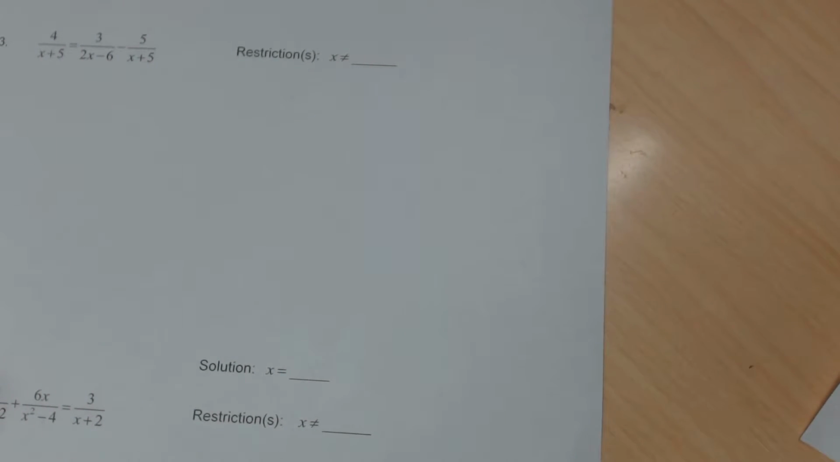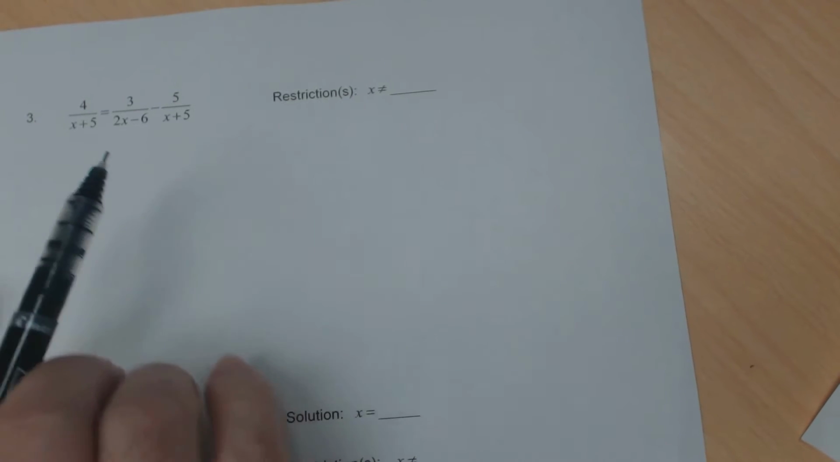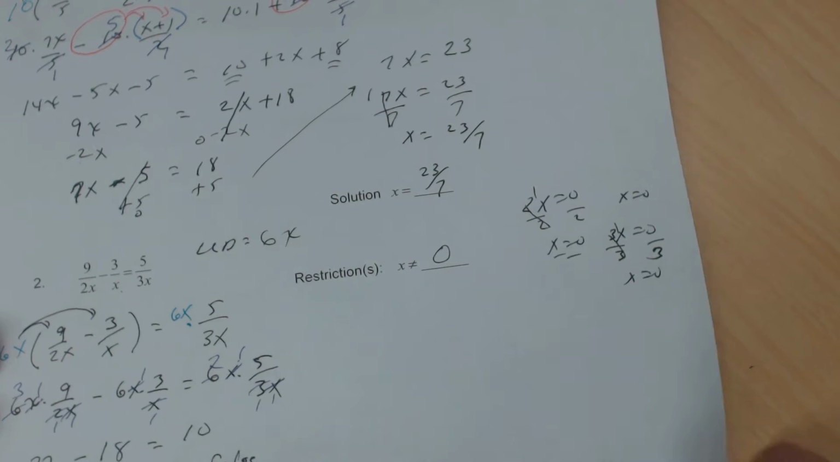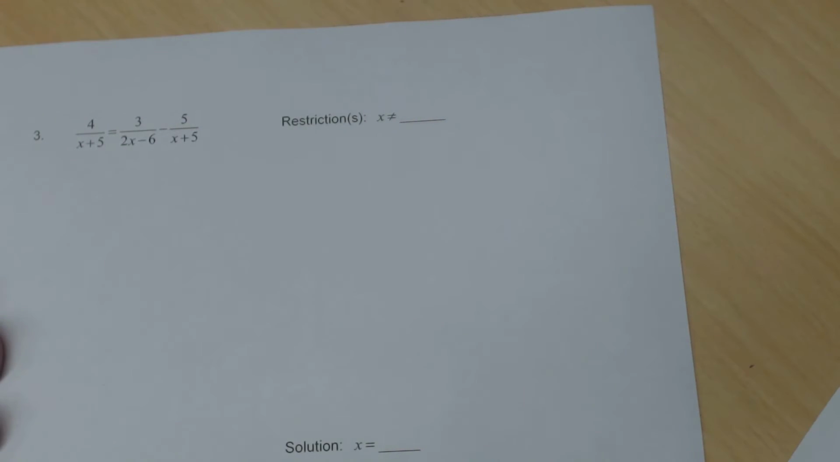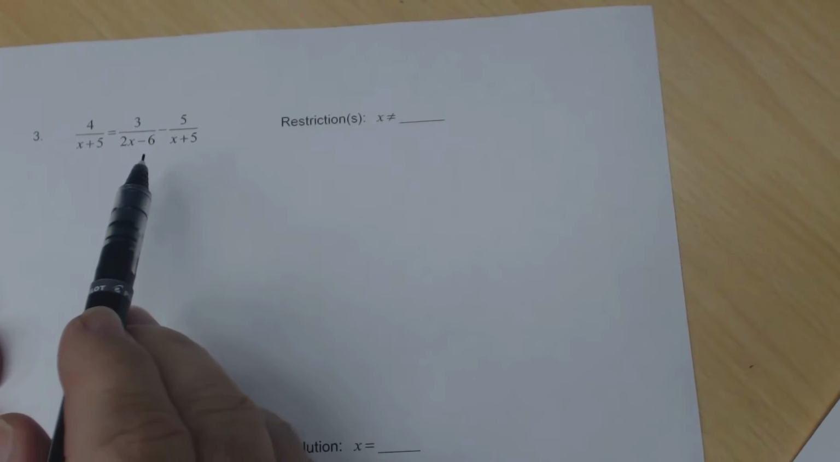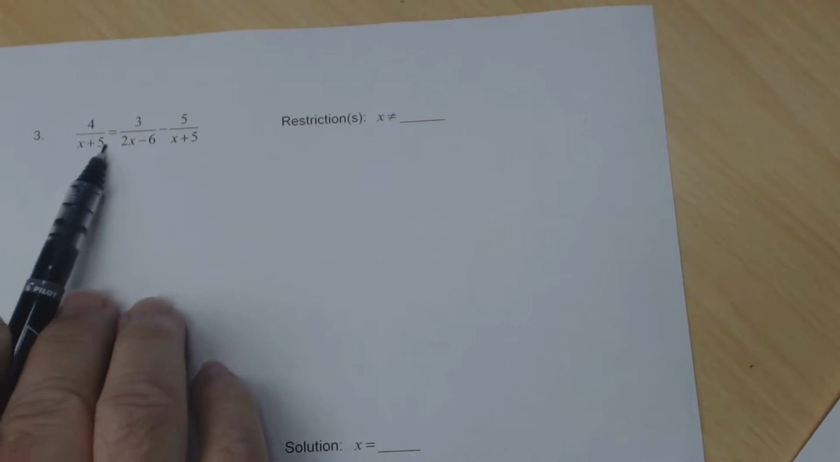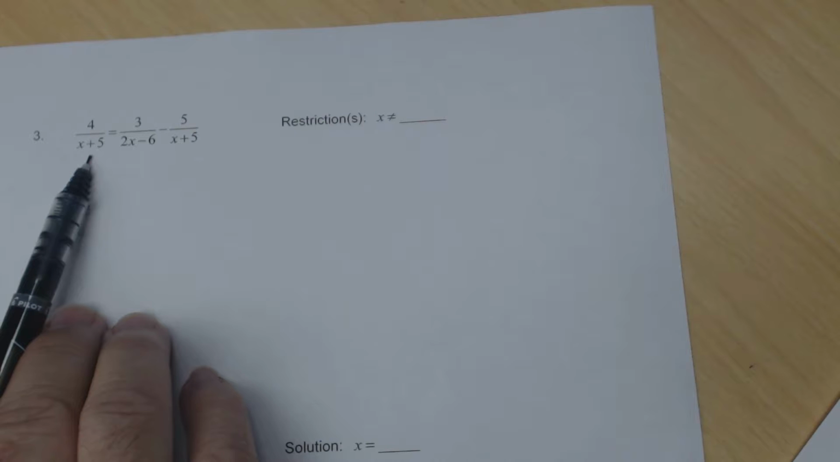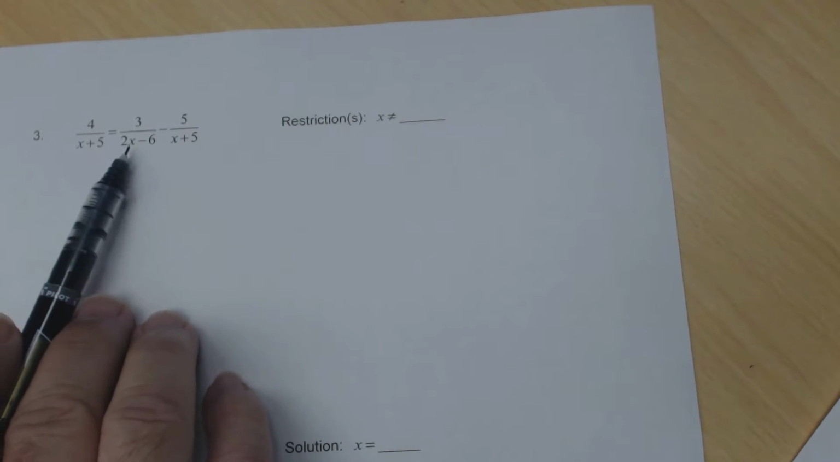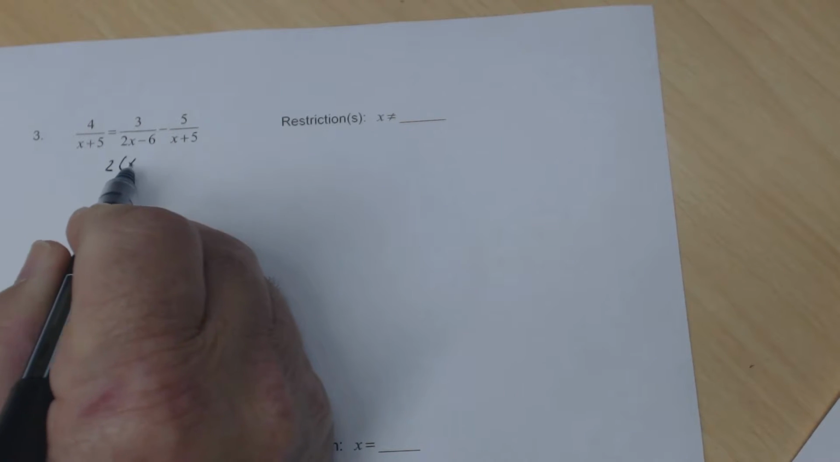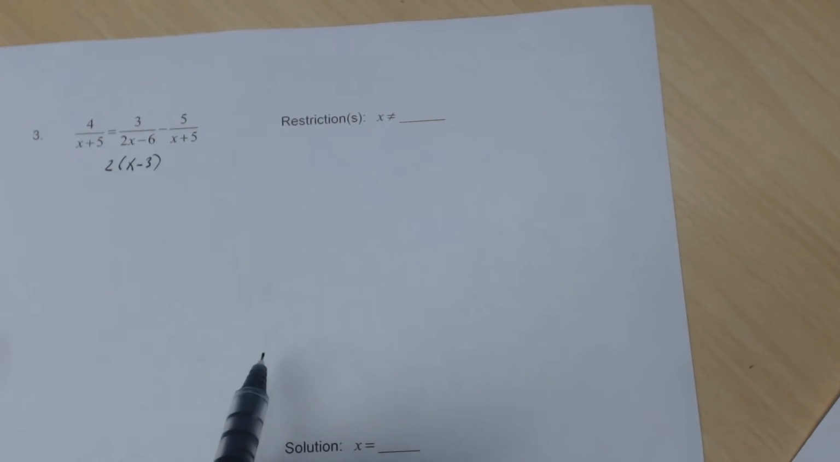Okay, the next one. Now, in number 2, the denominators were monomials. Here, that's no longer the case. So number 3, that's no longer the case. But you need to make sure that these denominators are factored. So x plus 5, I can't do anything with. I cannot factor that. The GCF is 1. X plus 5, the same thing. But the 2x minus 6, I can factor out a 2. So that's 2 times x minus 3.